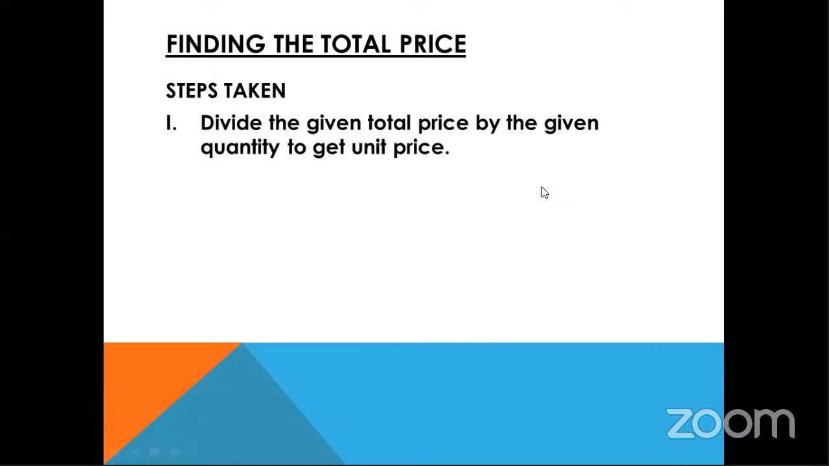Divide the given total price by the given quantity to get unit price. Okay, that is good. So if we are going to work out the questions that are going to be given to us, the first thing we are going to do is to divide the total cost given by the quantity to get the unit cost. In other words, we are going to be given a question like the first question.